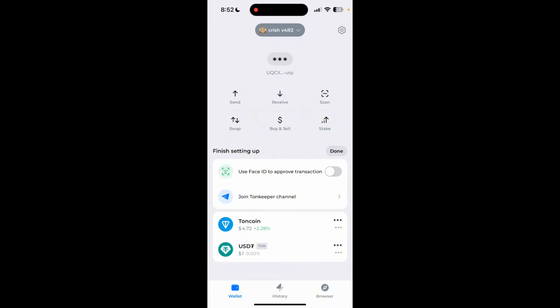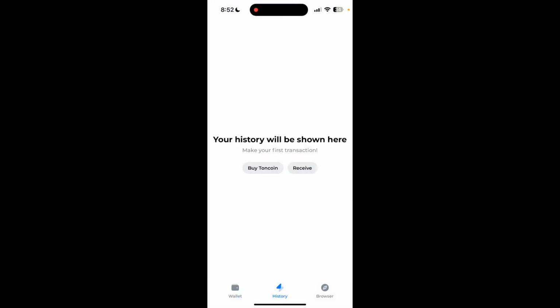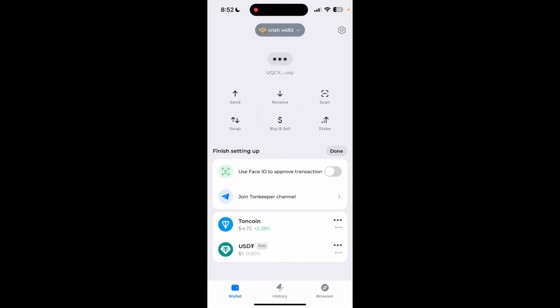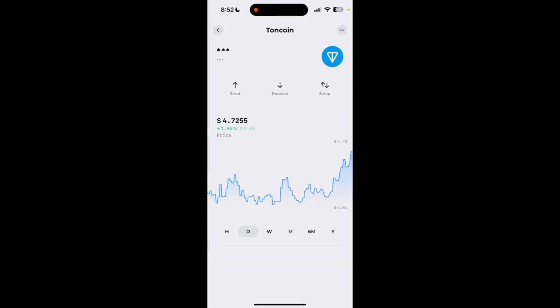To understand the performance of an asset, review your transaction history. This can usually be accessed by tapping on your history button, which is at the bottom of your screen. Some wallets offer price tracking feature. If available, check for an option to view market price for Ton coins. You can see it on the home screen here. This can help you assess gain or losses over time.